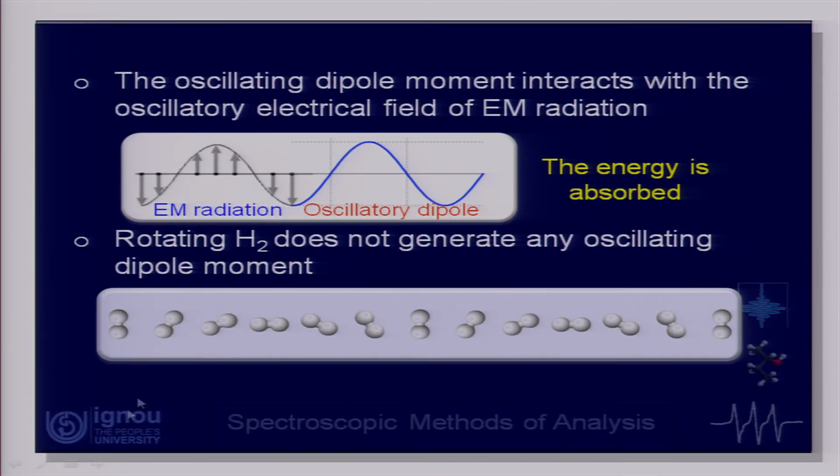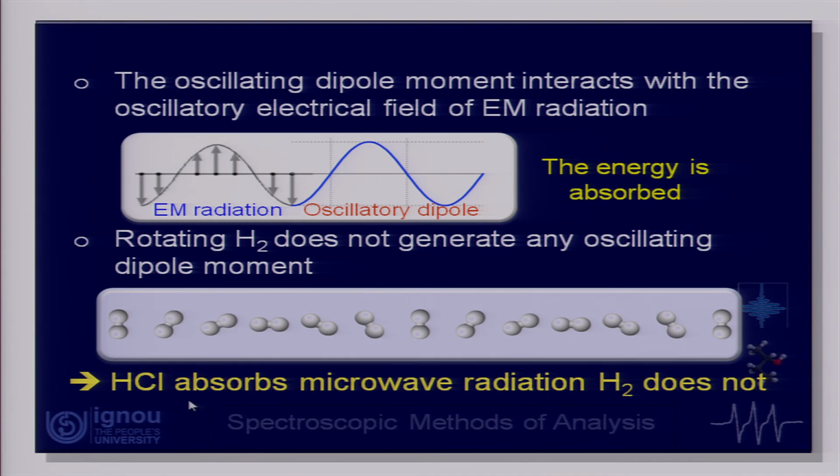Now, let us take a second example. Suppose instead of HCl, I take a hydrogen molecule. The two atoms are identical, it is a homonuclear diatomic molecule. When that rotates, to begin with, there is no dipole moment. As it rotates, there is no dipole moment at all. None of these orientations have any dipole moment. So, this molecule of H2 does not interact. I mean, the rotational motion of this does not interact with the microwave radiation. So, we say that HCl absorbs microwave radiation, whereas H2 does not. Or in other words, HCl is microwave active, hydrogen is not.